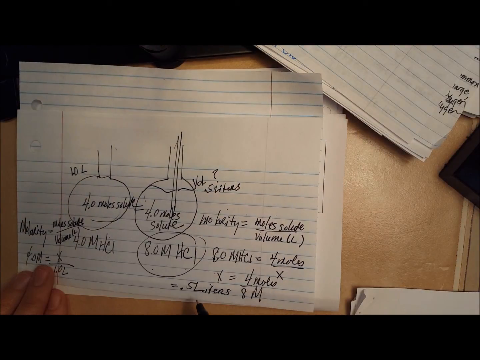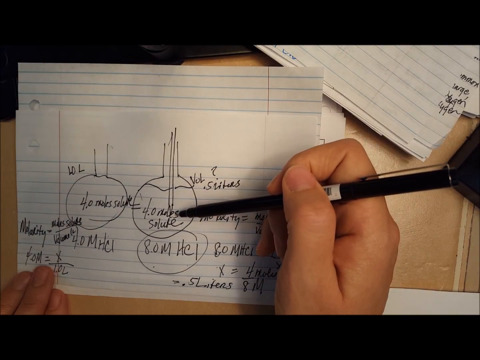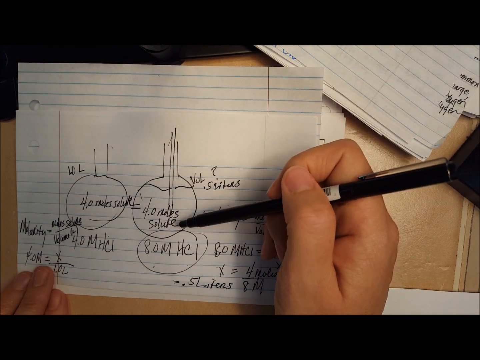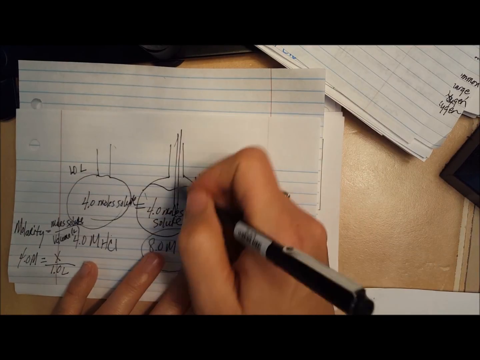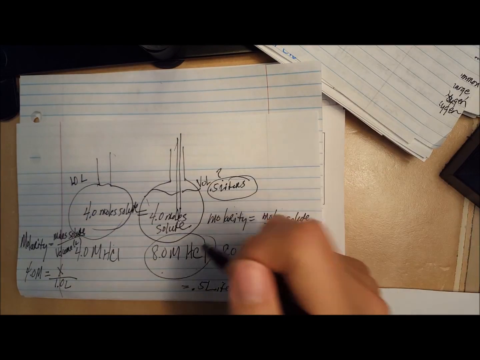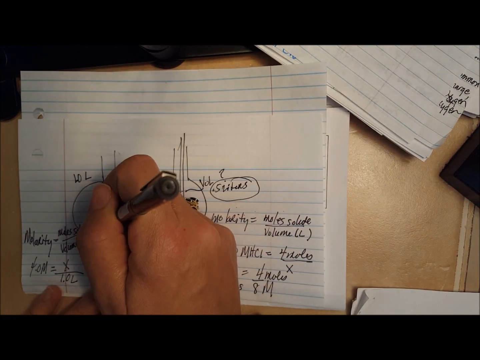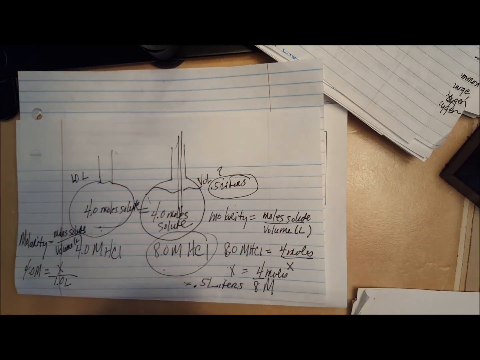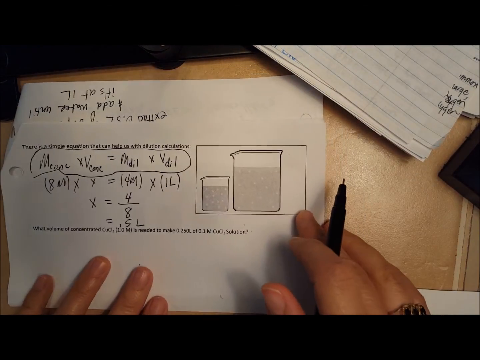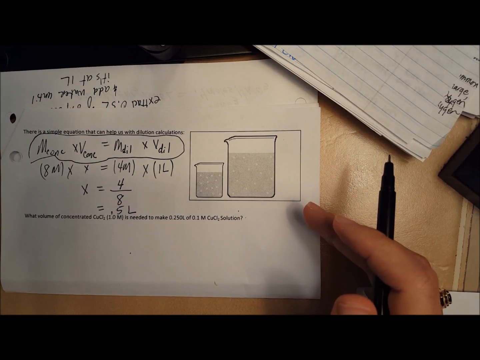But the reason why I like to show you this is because you have to be able to visualize, and I think these pictures do a good job of visualizing exactly what's happening. When you solve for this volume, you're actually pulling that much of the concentrated solution out, only 0.5 liters, and then you're putting only 0.5 liters into the dilute solution and filling the rest of it up with water. So it's just a good visual.